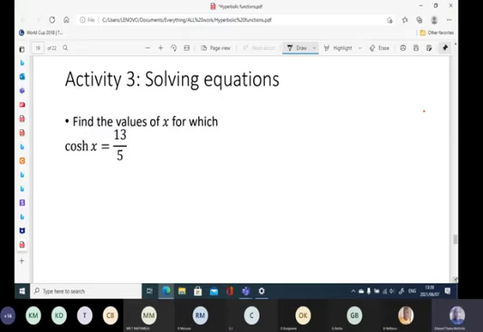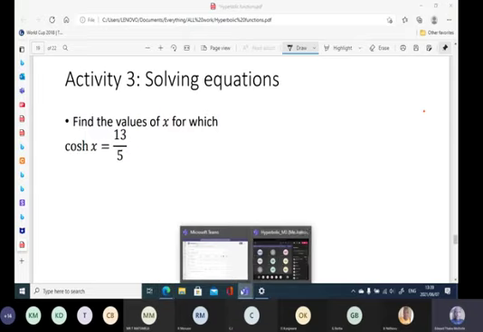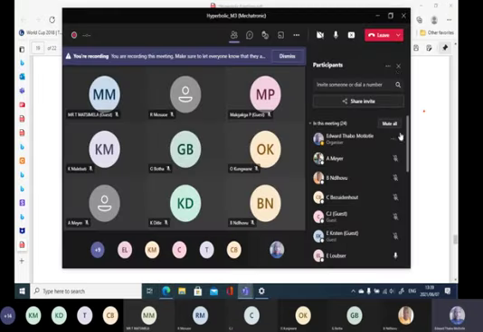So now what is next? Let me check if there's still a hand up there. Okay, there's no hand now.